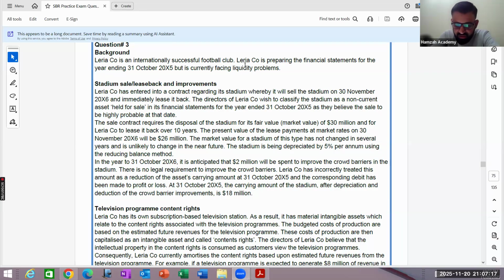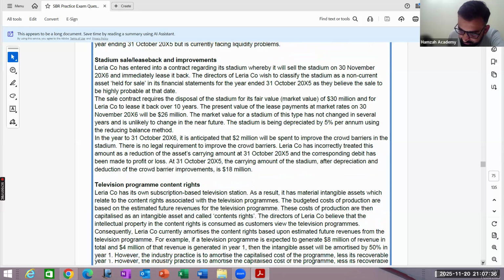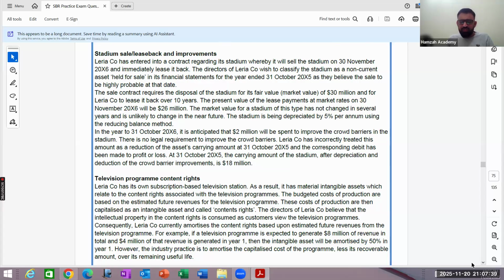So Liverpool is an internationally successful football club. Lyria Company is preparing its financial statements for the year ending 31st October X5, but is currently facing liquidity problems. Now, the first exhibit is about stadium sale and leaseback and improvement.